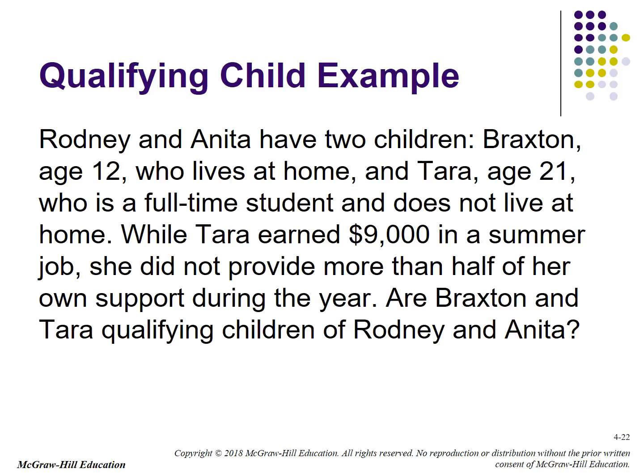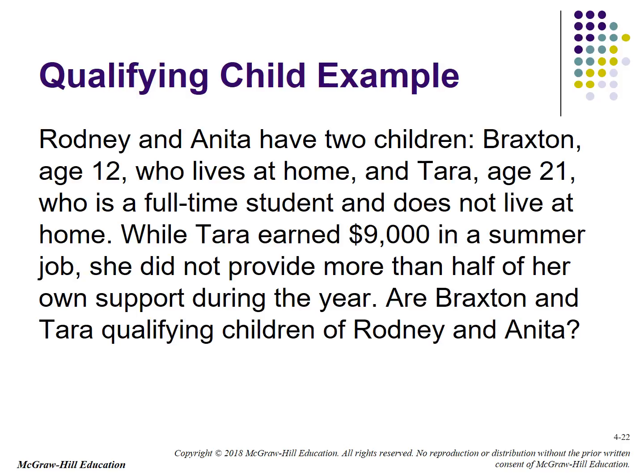Okay. So if a potential dependent meets all 6 of those tests for you, the taxpayer can claim that person on their tax return as a dependency exemption. Rodney and Anita have 2 children. Braxton, who's 12, lives at home. Tara, she's 21, full-time student, and does not live at home. While Tara earned $9,000 in a summer job, she did not provide more than half of her own support during the year. Are Braxton and Tara qualifying children of Rodney and Anita?